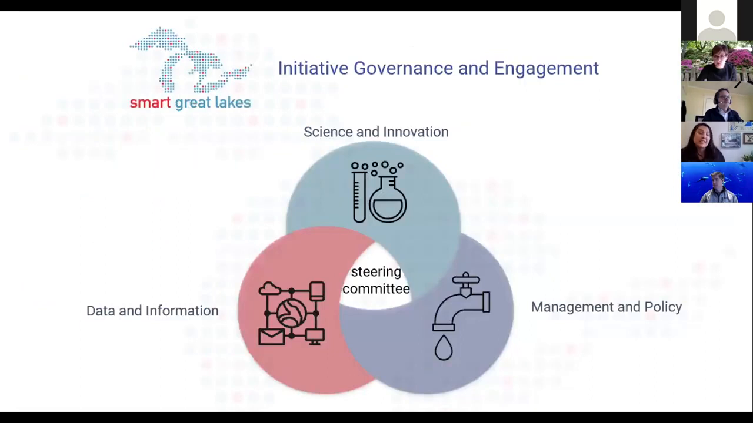As a way to tackle the development of this document, we've identified 3 high-level topic areas that we see being best served through the Smart Great Lakes framework. The topic areas certainly overlap, but they can also be advanced independently in certain ways. So we see partners in the initiative fitting into 1 or more topic areas: science and innovation, data and information, management and policy. And the steering committee can help provide review, advice, and guidance for how the work under each topic area would be best coordinated or supported by the larger initiative.